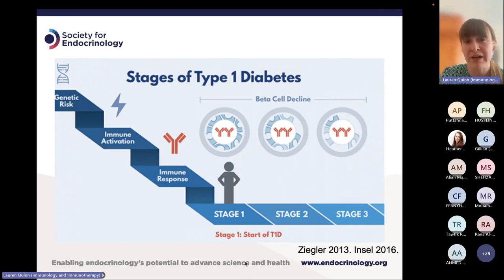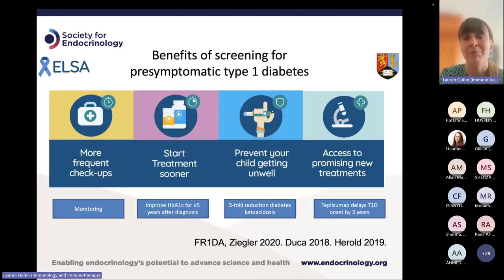So when we screen, we're screening for antibodies to try and identify individuals at earlier stages of the disease, either stage 1 or stage 2. And actually we have a big study in the UK called the ELSA study, which is currently offering screening to children aged 3 to 13 years. We inform the family if the child has autoantibodies, and then we can counsel the family and offer follow-up to track that child's progression over time.